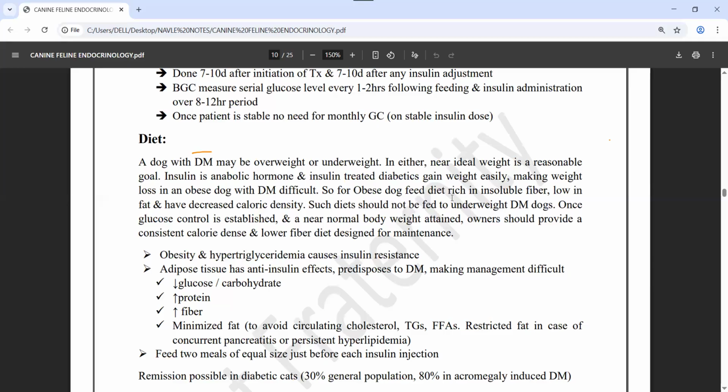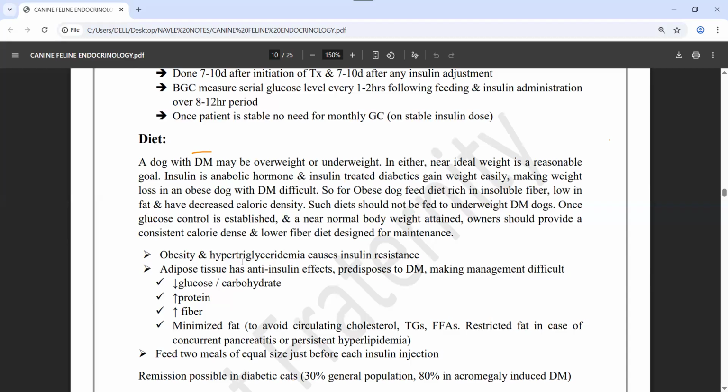So for an obese dog, feed a diet rich in insoluble fiber, low in fat, and with decreased calorie density. That will help you in decreasing the body weight. Such a diet should not be fed to an underweight diabetes mellitus dog. This point is just for the obese animal, not the underweight animal, because the goal for the underweight animal is insulin as well as to gain weight. Once glucose control is established and near normal body weight is attained, owners should provide a consistent, calorie dense, and low fiber diet designed for maintenance. So then you start a maintenance diet.